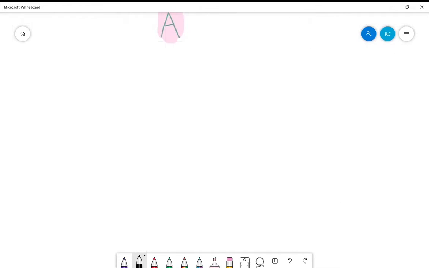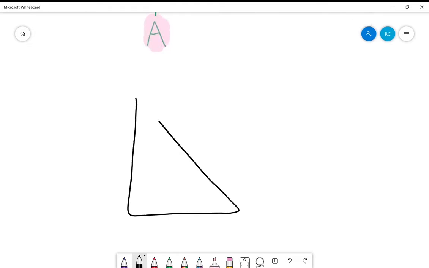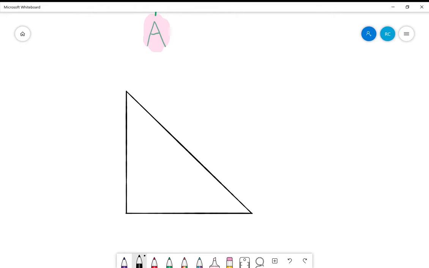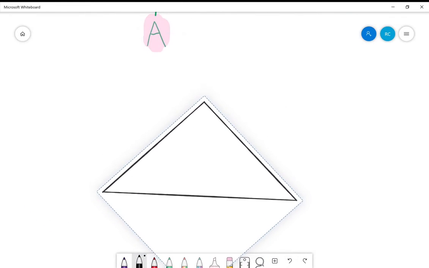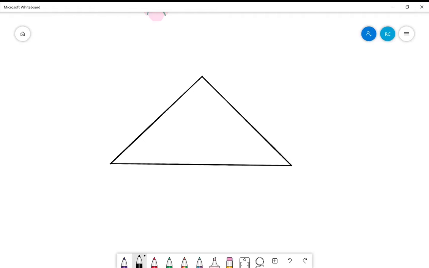Okay? So I'm going to go down here and I'm going to make another right triangle. Here's another 45, 45, 90 triangle, and I'm going to reorient it just to make sure that we don't get stuck in one position. There's the 90-degree angle. Okay? So let's say that this leg here is 12.